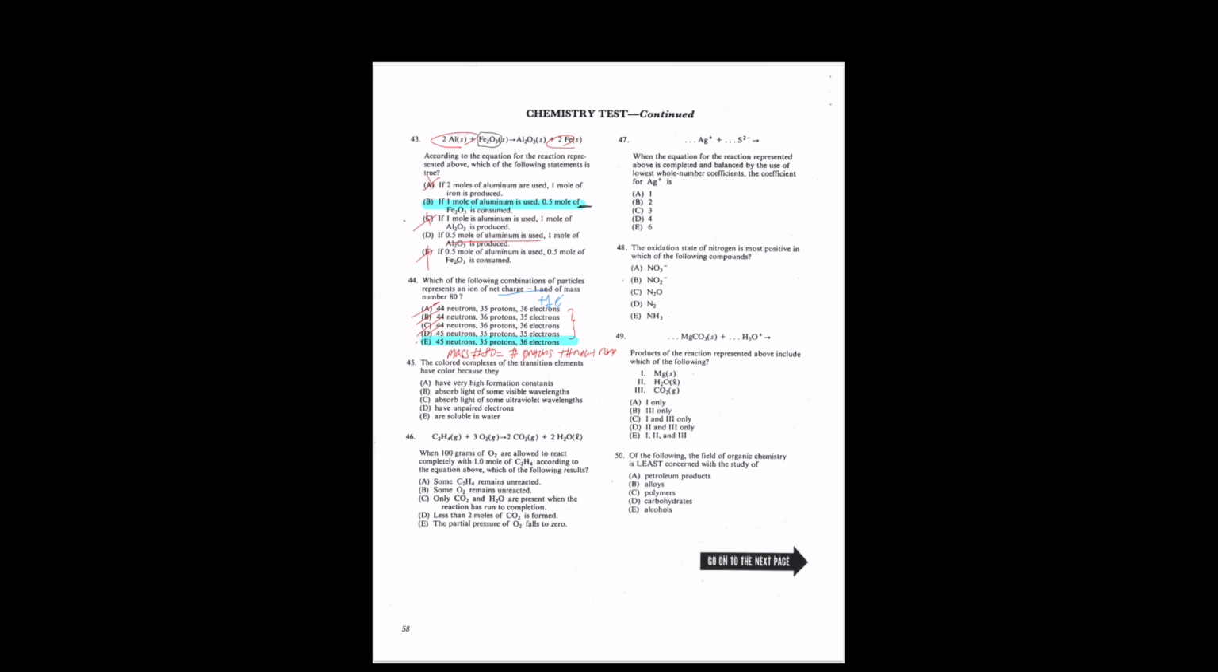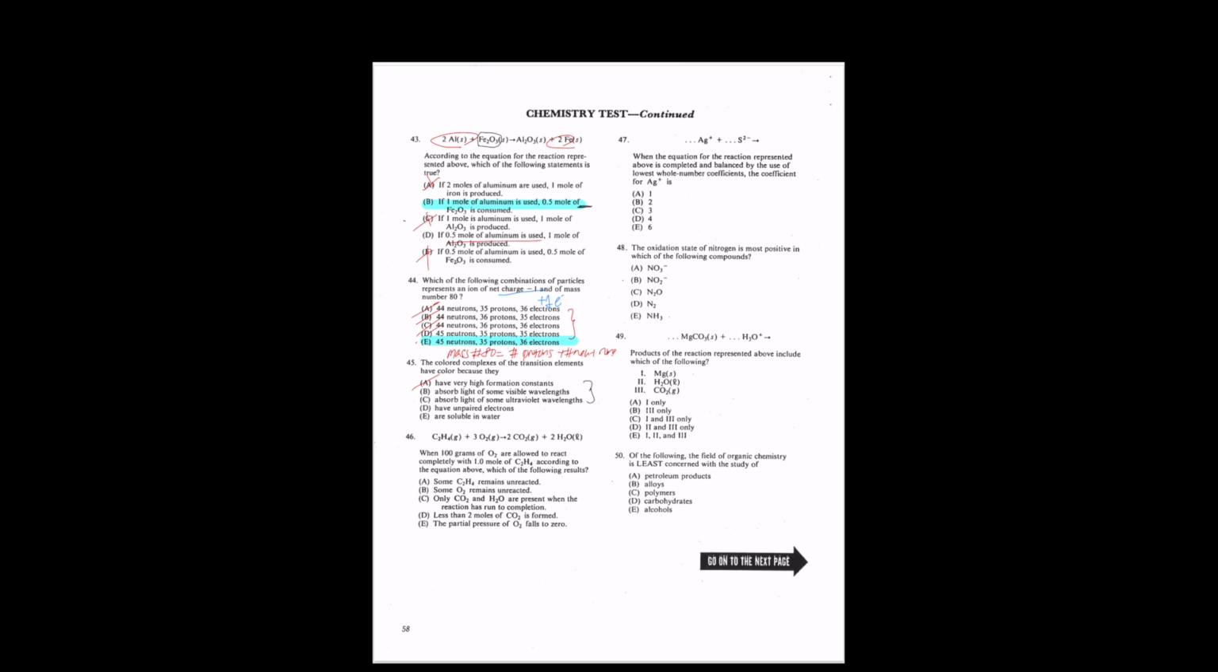Number 45. Colored complexes of transition elements have color because they... Now, the answer for this is actually because transition metals have half-filled d orbitals. That's actually the correct answer, but we don't see that in the choices. So we have to pick the one that is most appropriate. Let's see. Choice A, have very high formation constants. That has nothing to do with it having colors. So that's incorrect.